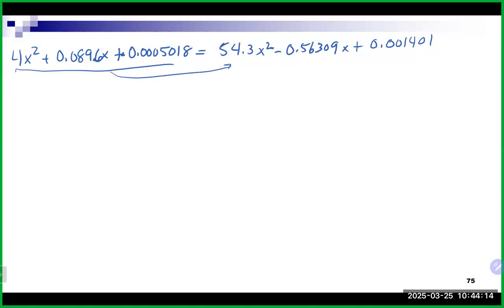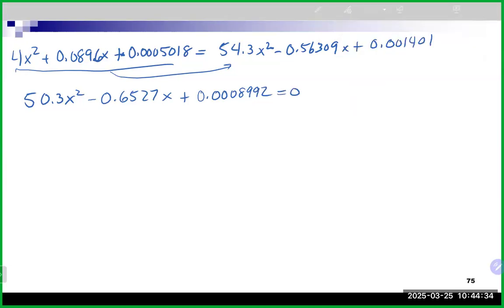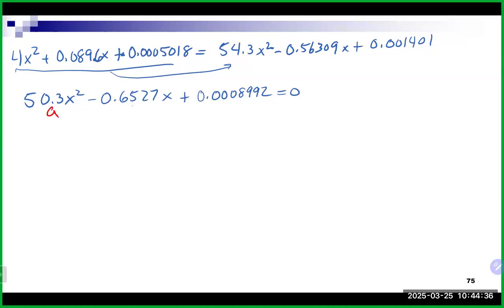And that finally gets us the equation we're looking for, which is 50.3x squared minus 0.6527x plus 0.00089992 equals 0. That is going to be our A, B, and C here for our quadratic. Any questions on that there? Just a lot of keeping track of. Again, may want to do the top first and the bottom, put it back together.